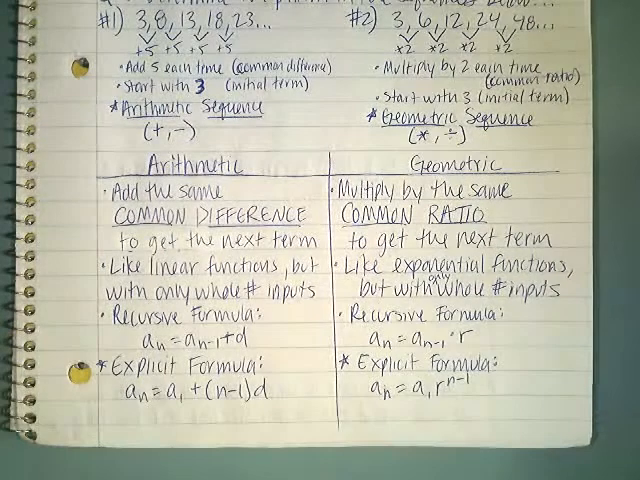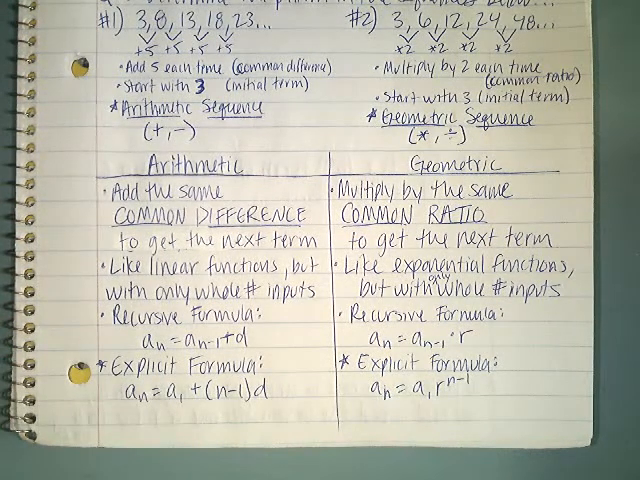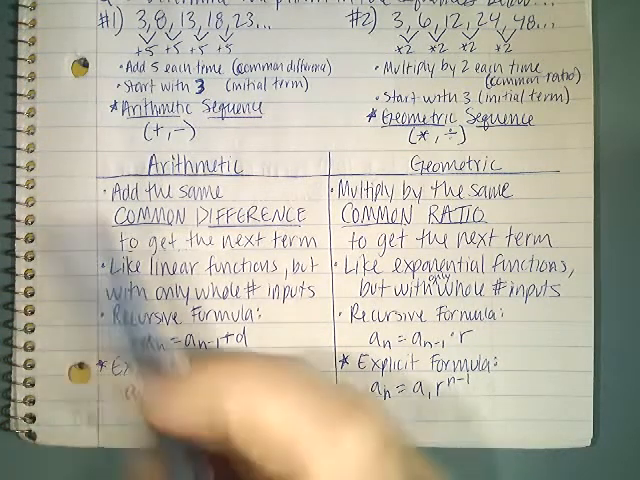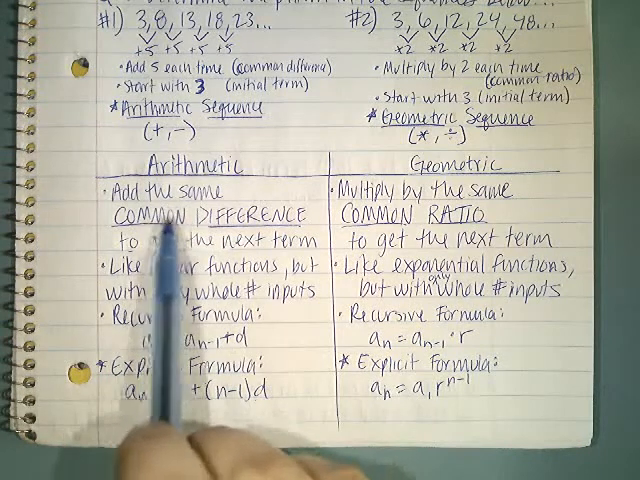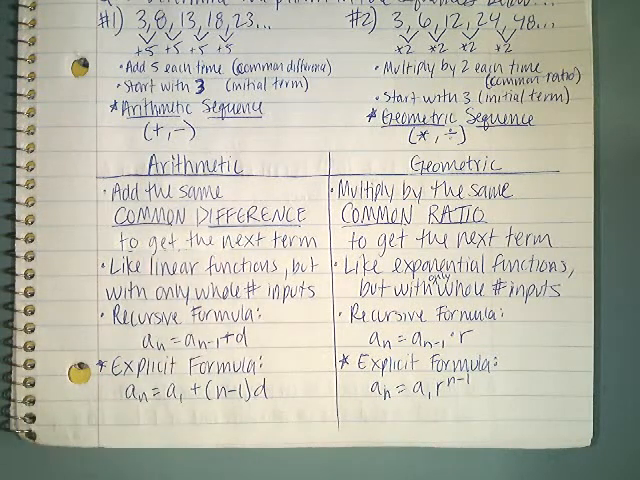I decided to flesh out the details and differences between these two sequences a little bit more before we continue. So arithmetic sequences, you add the same common difference to get the next term. When I say add, you could be adding a negative, which is the same as subtracting. So common difference, arithmetic, you have a common difference every time. These are pretty much just linear functions. So arithmetic sequences are just linear functions.